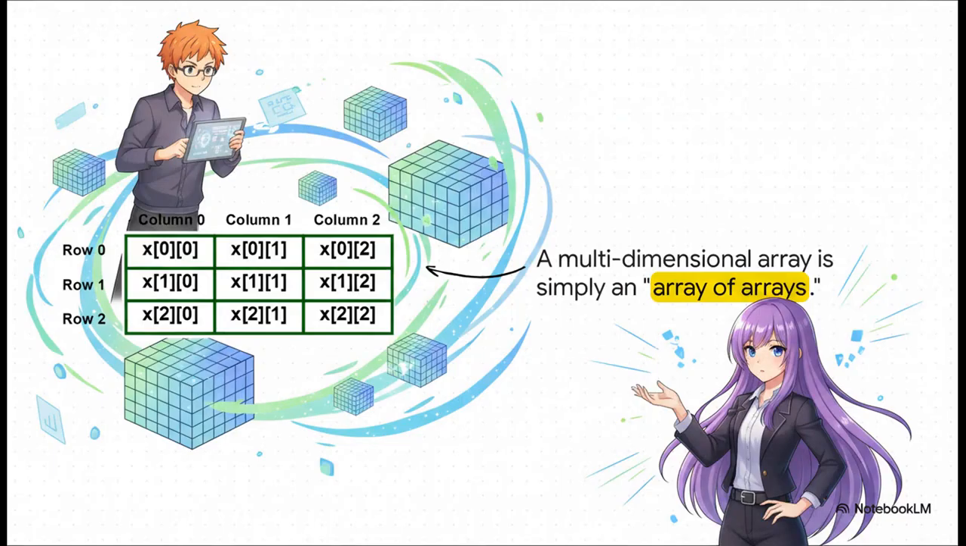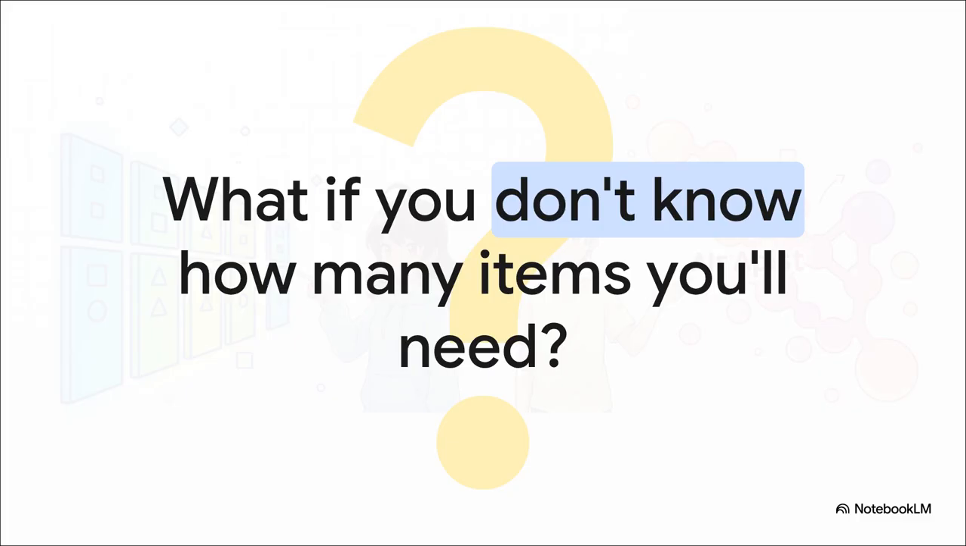Well, here's the really cool solution, a multi-dimensional array. And it's simpler than it sounds. Just think of it as an array of arrays. So each slot in your main array doesn't hold a single item. It holds another whole array. This is exactly how you build things like grids, tables, and all sorts of more complex layouts. So, arrays are awesome. They're super fast, really efficient. But they have this one huge Achilles heel.